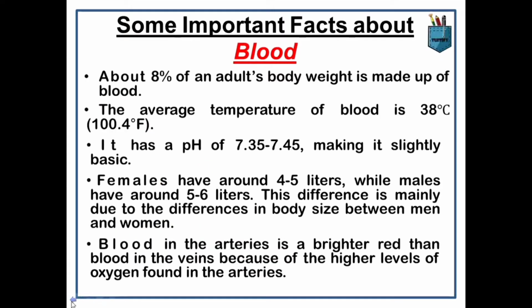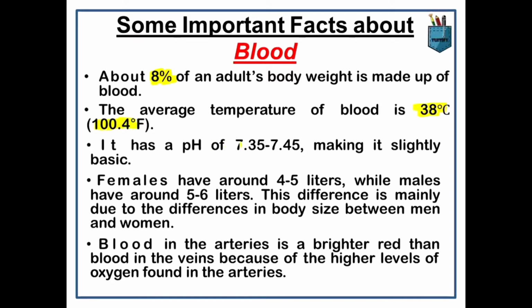Okay, so let us read about some important facts about blood. First, 8% of an adult's body weight is made up of blood. That means if a man weighs 50 kg, then 4 kg of that weight will be blood. Then coming to the average temperature of blood, it is 38 degrees Celsius, and in Fahrenheit it is 100.4 degrees Fahrenheit.